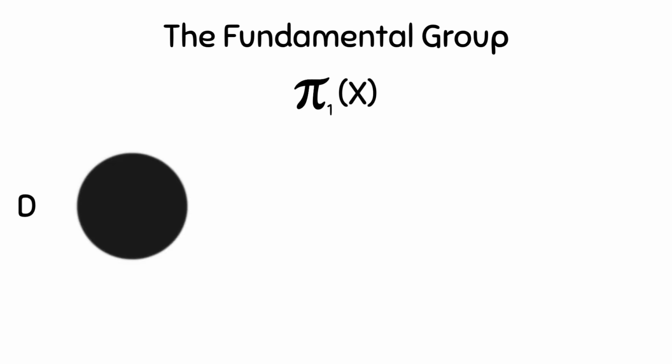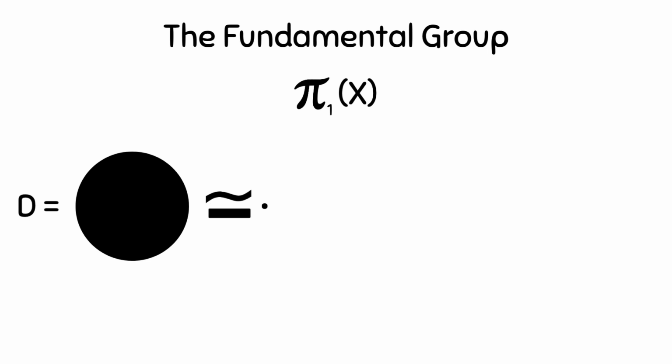Let's introduce the most important concept in the field, the fundamental group. The fundamental group is denoted by pi1 of x, where x is a point set. And without getting into the nitty-gritty detail, it essentially reduces objects to their most basic forms. A disk, for example, is equivalent to a point, because you can shrink the disk continuously to a point without breaking its structure. In this case, the fundamental group is the identity.